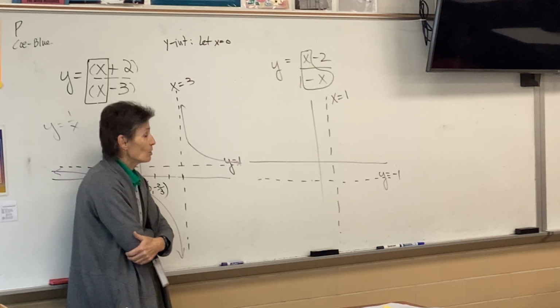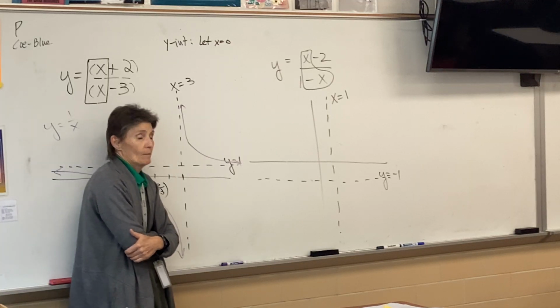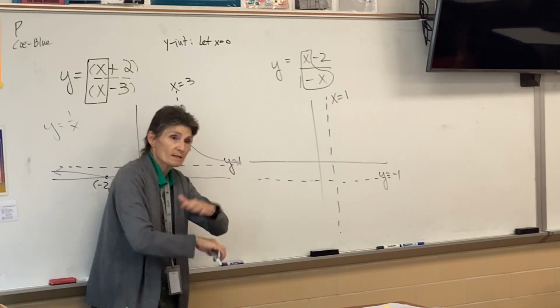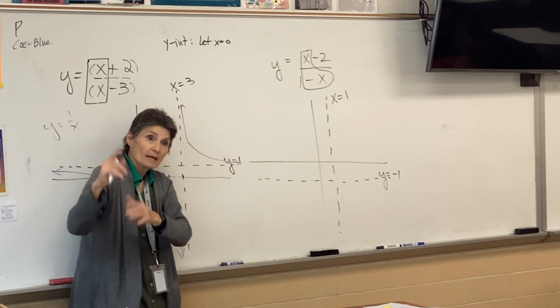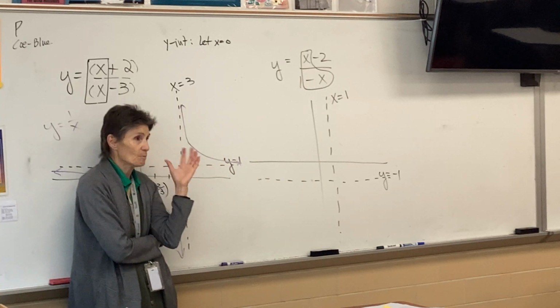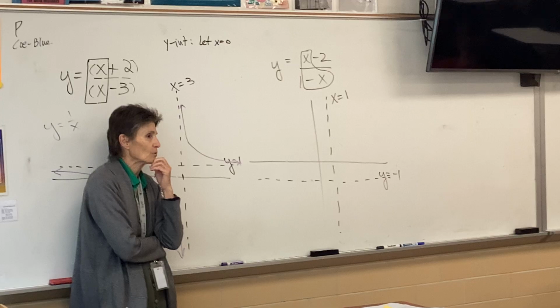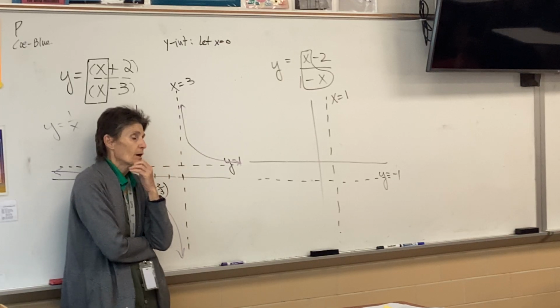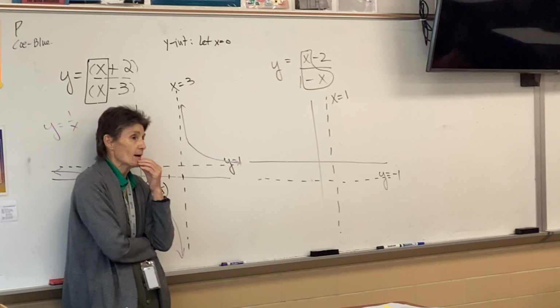Is this probably going to have any holes? No. The only way you're going to have holes is if you factor and cancel. Obviously, this problem's too small. There's no factoring and canceling to do. All right, what about intercepts? How do I find intercepts?